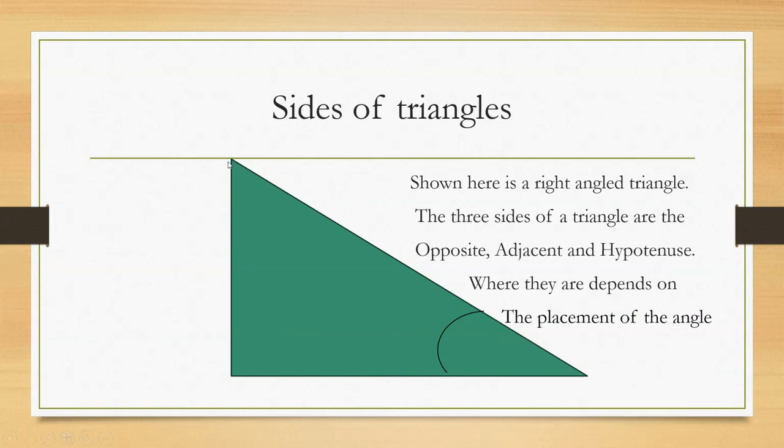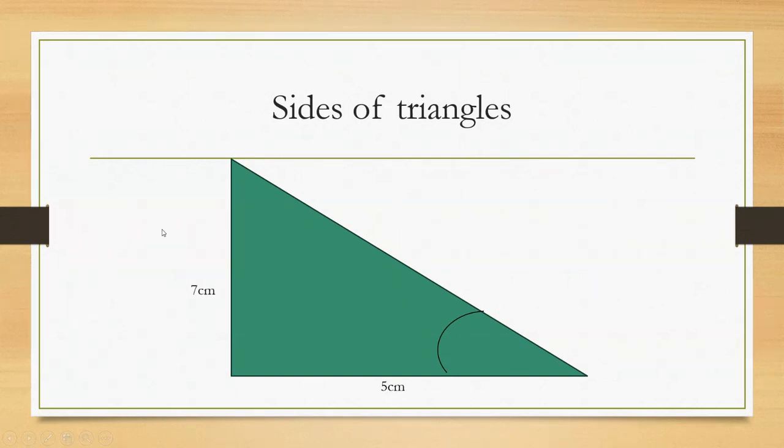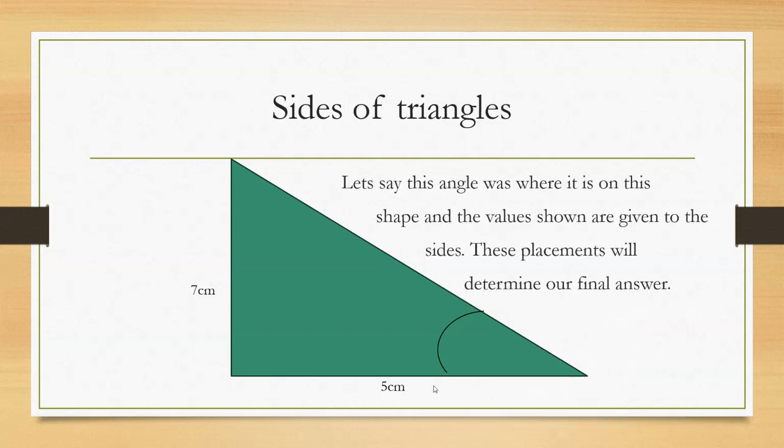You see, on a triangle like this and other triangles, they're not always in the same place. And of course, they look different. Where they are depends on where the angle is. As you can see here, this is the angle. Now, let's say this side here was 7 centimeters, and this side here was 5 centimeters. I know it doesn't make sense because one side is longer than the other, but it's not going to scale, you know. So let's say the angle where it was on the shape and the values shown are given to the sides. These placements and these values will determine our final answer at the end.